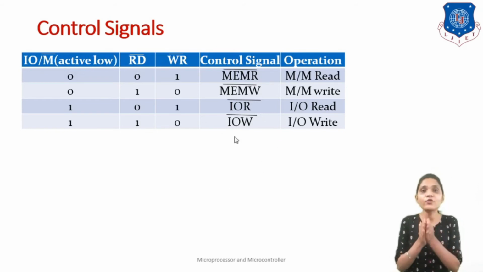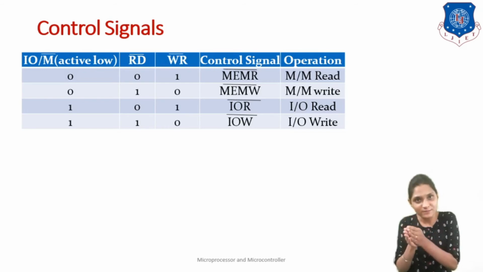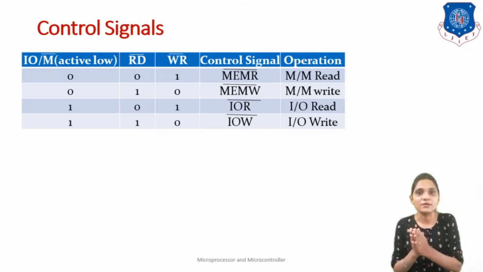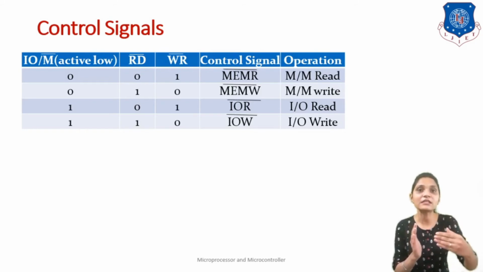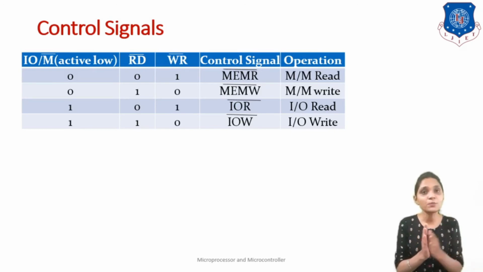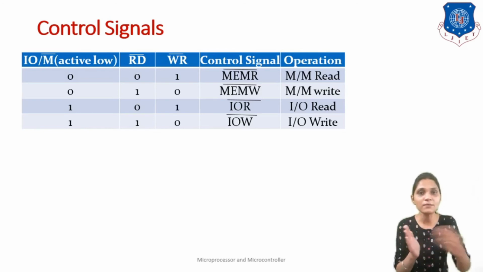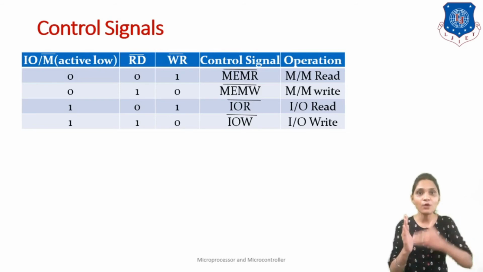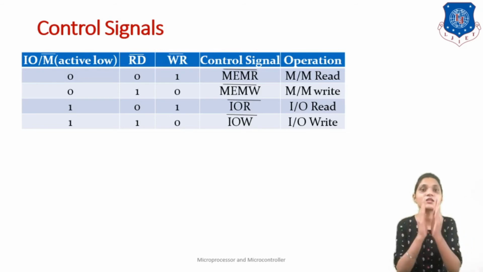Address is already provided to you on the address bus. This is your control signal, and after getting this control signal, data will be provided onto the data bus, whether it is memory read or memory write. If it is memory read, then you are providing the data from memory to the CPU. If it is memory write, then you will provide the data from CPU to the memory location. Okay, address is on address bus, data will come on data bus, but these are the control signals which are required to perform that task.